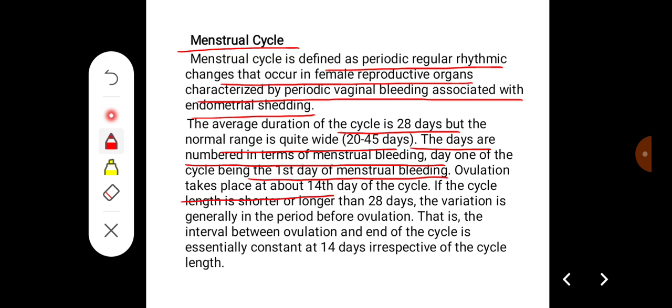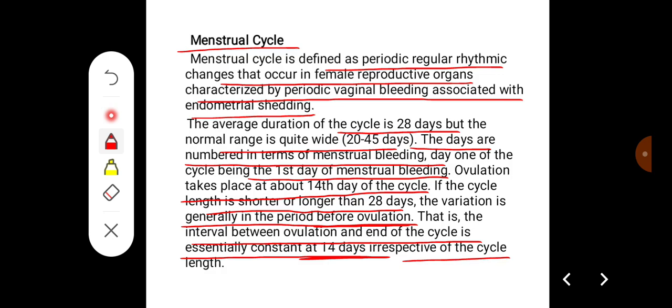Ovulation takes place at about the 14th day of the cycle. If the cycle length is shorter or longer than 28 days, the variation is generally in the period before ovulation. That is, the interval between ovulation and the end of the cycle is essentially constant at 14 days irrespective of the cycle length.